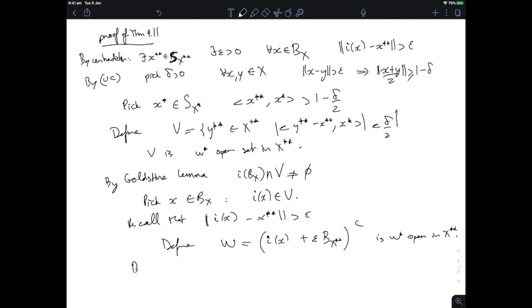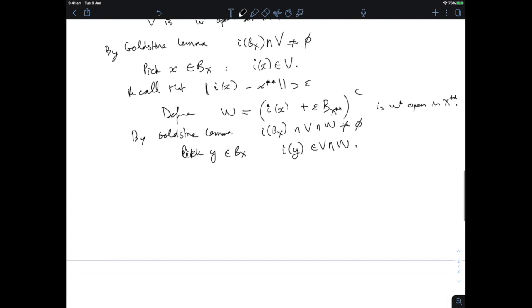Now, what does Goldstine's lemma tell us again? So it tells us that the image of B_X intersected with V and intersected with W has to be non-empty. So I can pick a y in the unit ball of X such that I of y is in V and is in W. So it's epsilon away from I of x, and in the meantime it's in V. So it's fairly close to x double star from the point of view of x star.